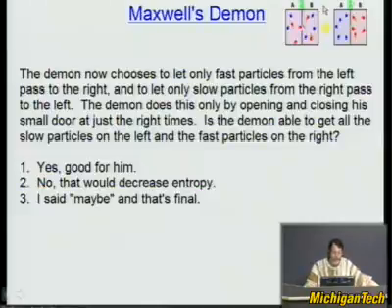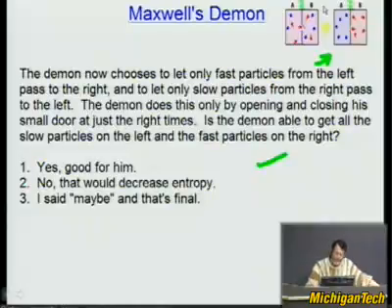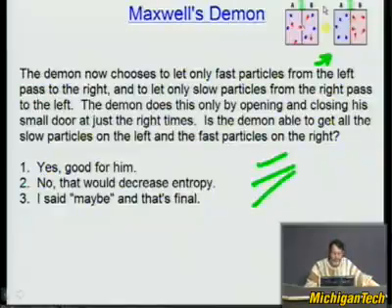Is the demon able to get all the slow particles on the left and all the fast particles on the right? Can the demon do this? Can the demon create a lower entropy situation? Yes. Good for him. That's one cool demon we have there. No, he can't do that. That would decrease entropy. Or I said maybe, and that's final.